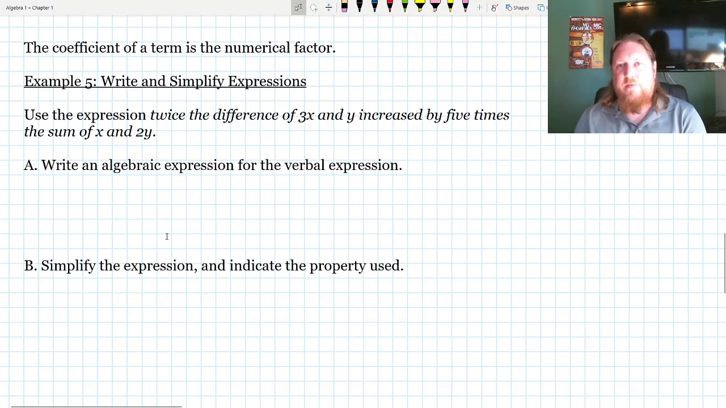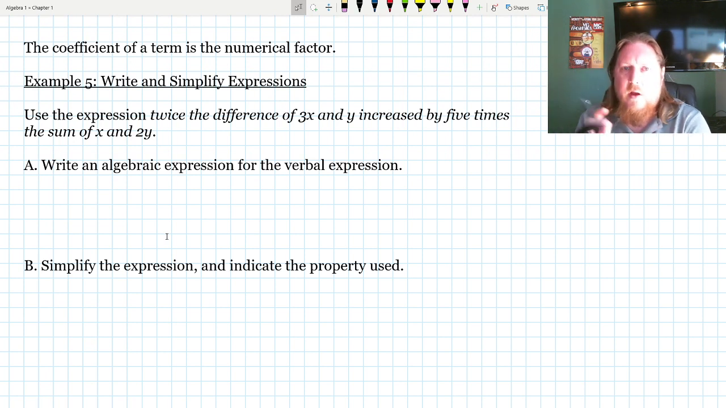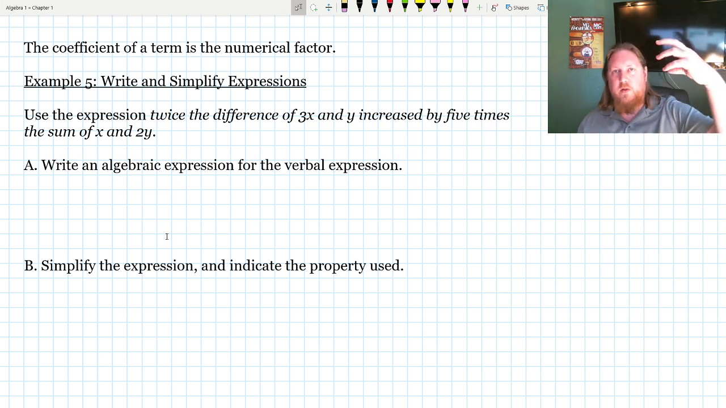Okay, example 5. I think this is the last example, but then I just got one little more thing after this to show you for this video. We're going to write and simplify expressions. So this is calling all the way back to section 1, where you're learning how to write an expression based on the words, and then we're just going to simplify it. So you can see it's taking something old that we should know how to do, and just adding in the new stuff we've just learned to it.